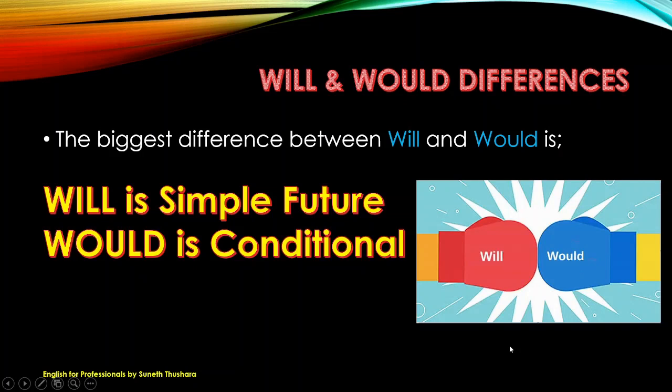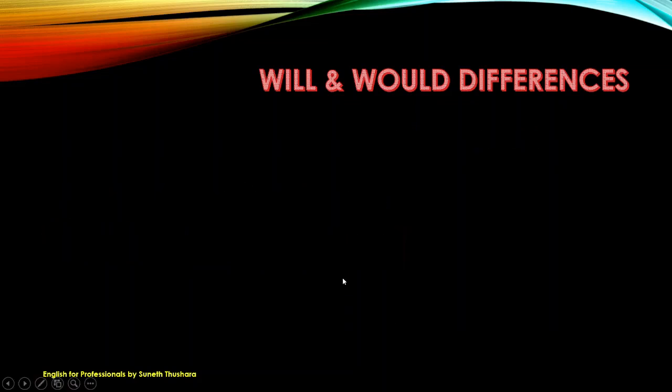Then I'm going to discuss the differences between will and would. The biggest difference between will and would is, will is simple future, would is conditional. What is conditional? Conditional means usually a situation where if something happens, then the other thing happens. That is conditional. For the word will, it is just simple future. So we'll go into them.